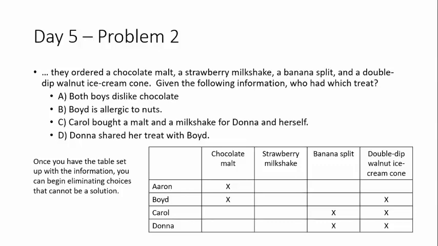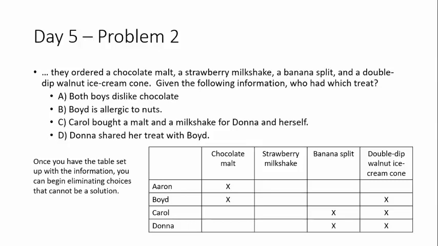So the first clue is both boys dislike chocolate. So we know that Aaron and Boyd did not order a chocolate malt. So I'm going to put an X under chocolate malt beside their names. Boyd is allergic to nuts. So we know that he's not going to have the dessert with the walnuts in it. So we'll also put an X beside Boyd's name in the column for the double-dip walnut ice cream cone.